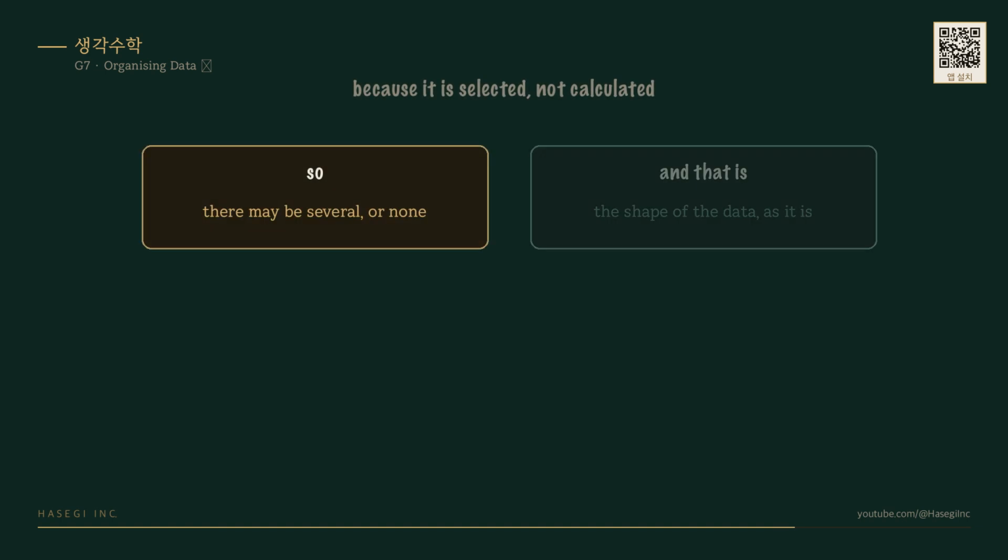So the mode is selected rather than calculated, which is why it can come in 2s or not at all. And that is an honest answer, carried straight over from the shape of the data.